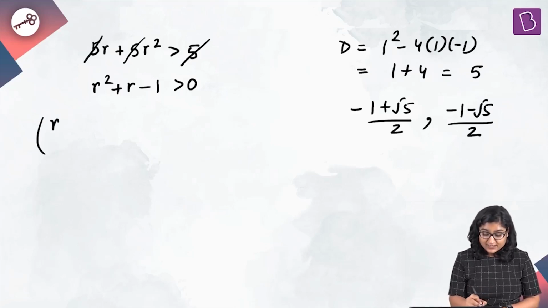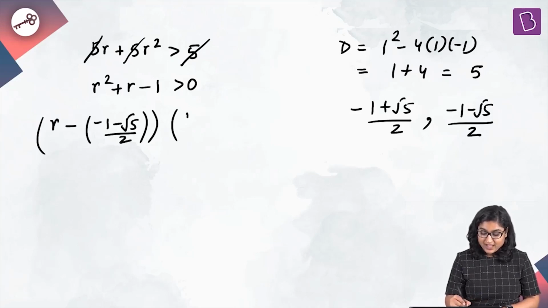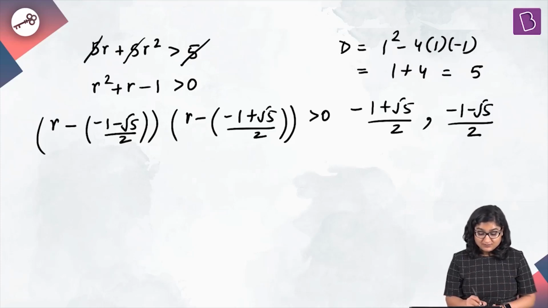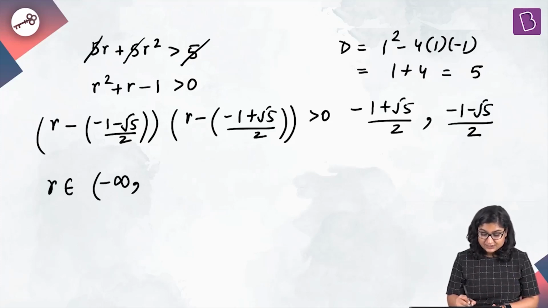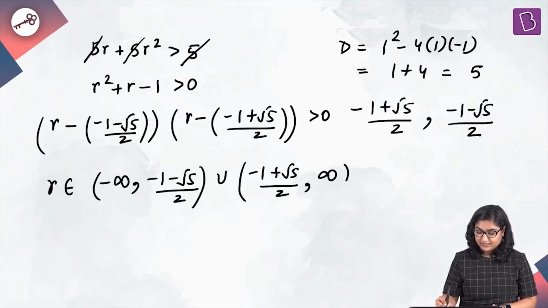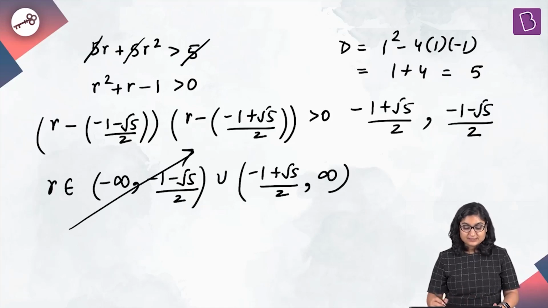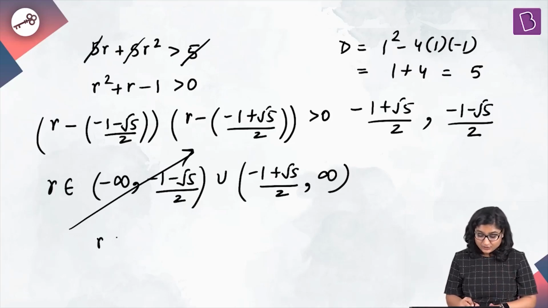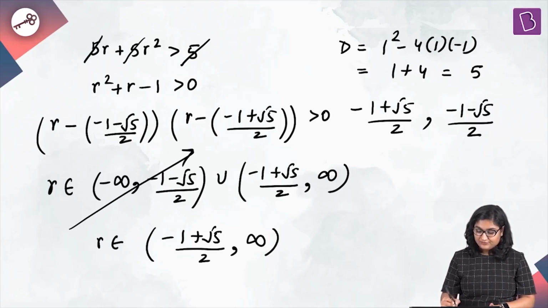So the two factors that we will get are (r - (-1 - √5)/2) multiplied by (r - (-1 + √5)/2). Alright, now the product of these two factors is greater than 0. That means r belongs to the interval (-∞, (-1 - √5)/2) union ((-1 + √5)/2, ∞). Now we have to reject this interval here, because r cannot be negative. So r belongs to the interval ((-1 + √5)/2, ∞).